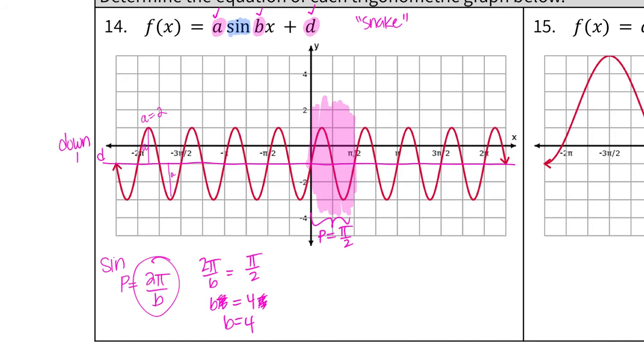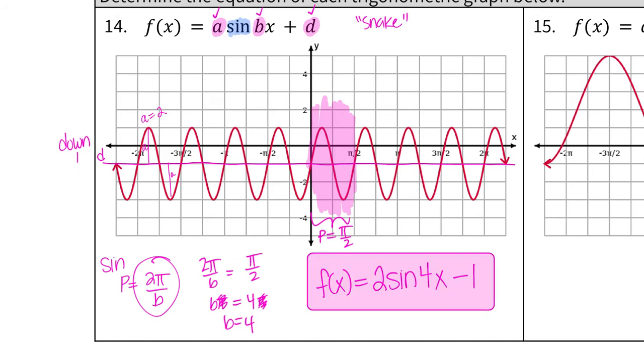We can write the equation of this function. F of x is equal to, we said, 2 sine 4x, and then it went down 1, so minus 1. So I just got those numbers from 2 was the amplitude, 4 was B, we solved for that, and then since it went down 1, it was minus 1. There was no C in this equation.